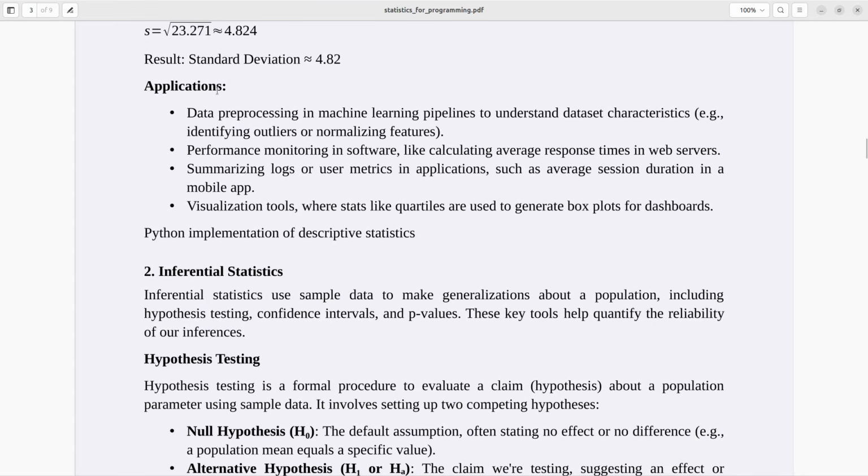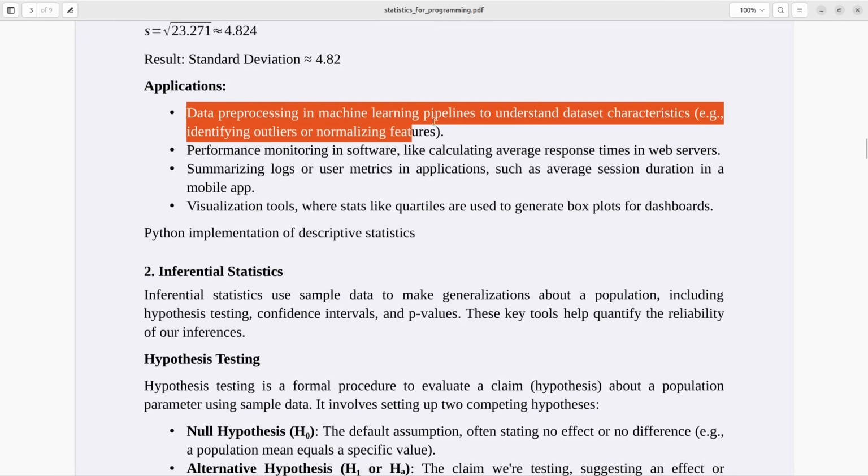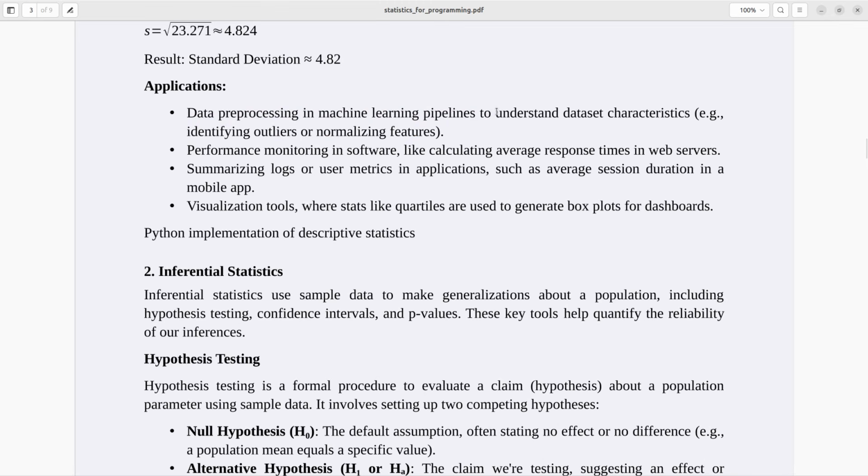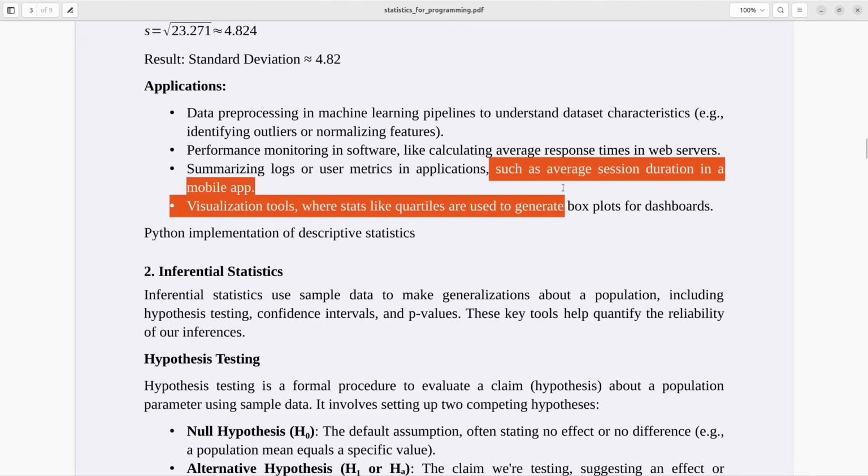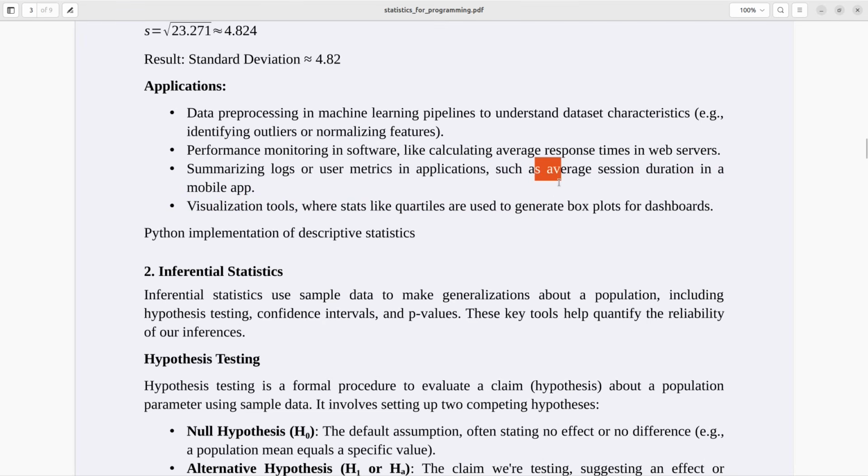We have several situations. We can use it in the data preprocessing in machine learning pipelines to help us understand the dataset characteristics. For example, we can identify outliers or we can normalize features by using descriptive statistics, okay? And we can also use descriptive statistics in performance monitoring in software, like calculating the average response time in the web servers. And we can also summarize logs or use metrics in applications, such as the average session duration in the mobile app. So we can use descriptive statistics to quantify these things, okay? And we can use descriptive statistics as visualization tools, where the stats like the quartiles, the range, the standard deviations, and so on are used to generate box plots for dashboards, okay?